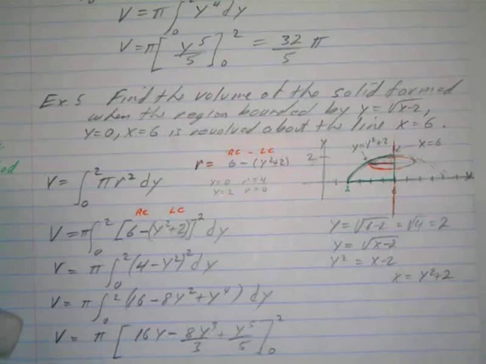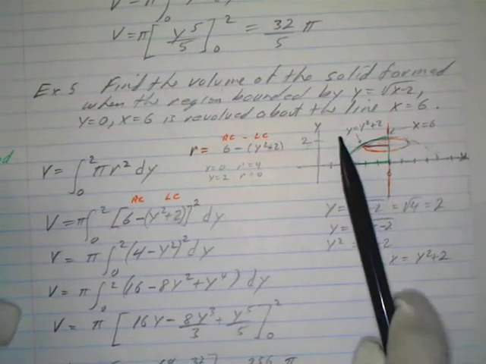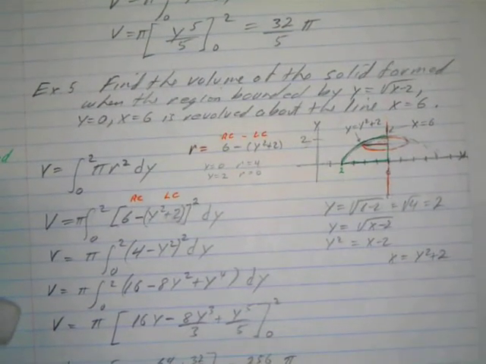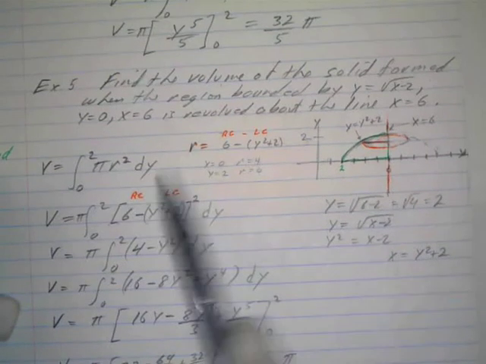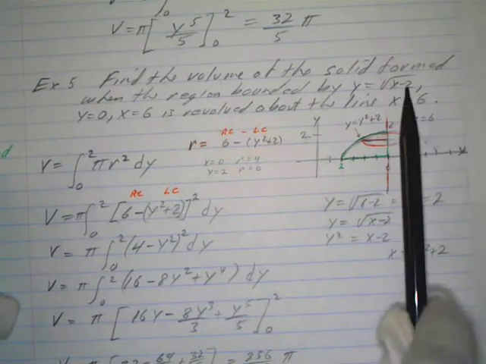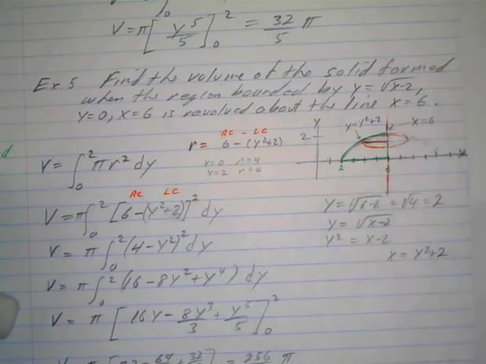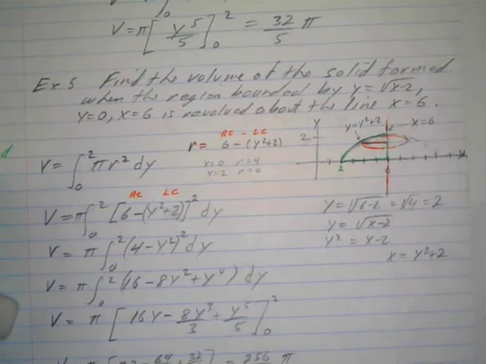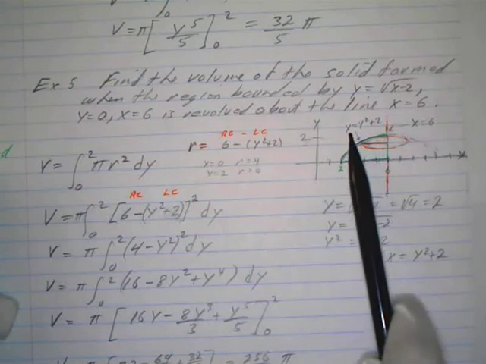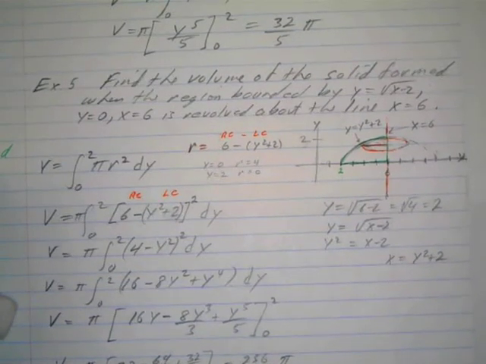Okay, so that's the next value. So I have to get this in terms of y. What I can do is say, since y equals the square root of x minus 2, I can square both sides and add 2, so I can say that x equals y squared plus 2.